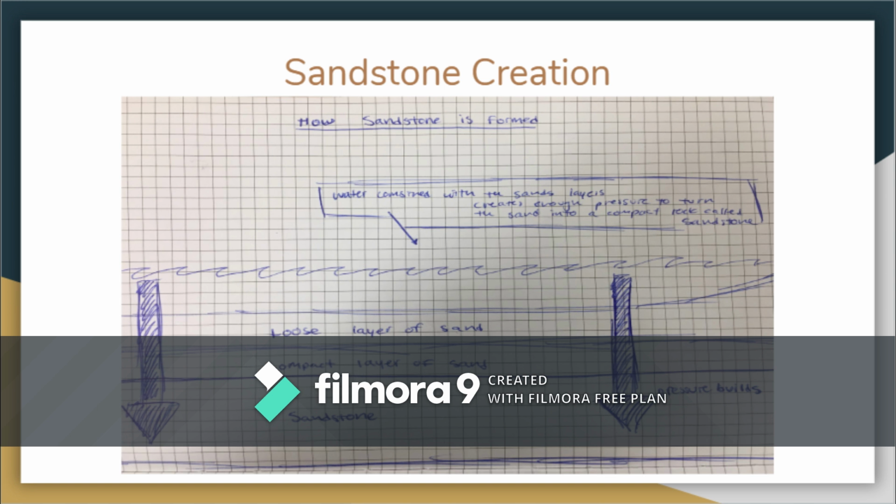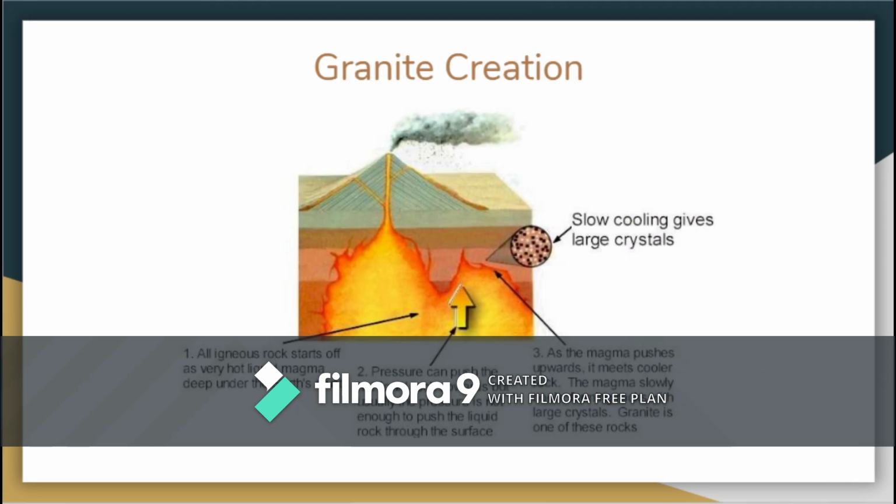Sandstone is created from pressure, and it's usually in the ocean because the water and the loose sands compress the sands at the bottom to harden them into sandstone. Granite is an intrusive igneous rock, and it is formed in lava pockets of volcanoes where it cools very slowly, and that gives it its large crystals.